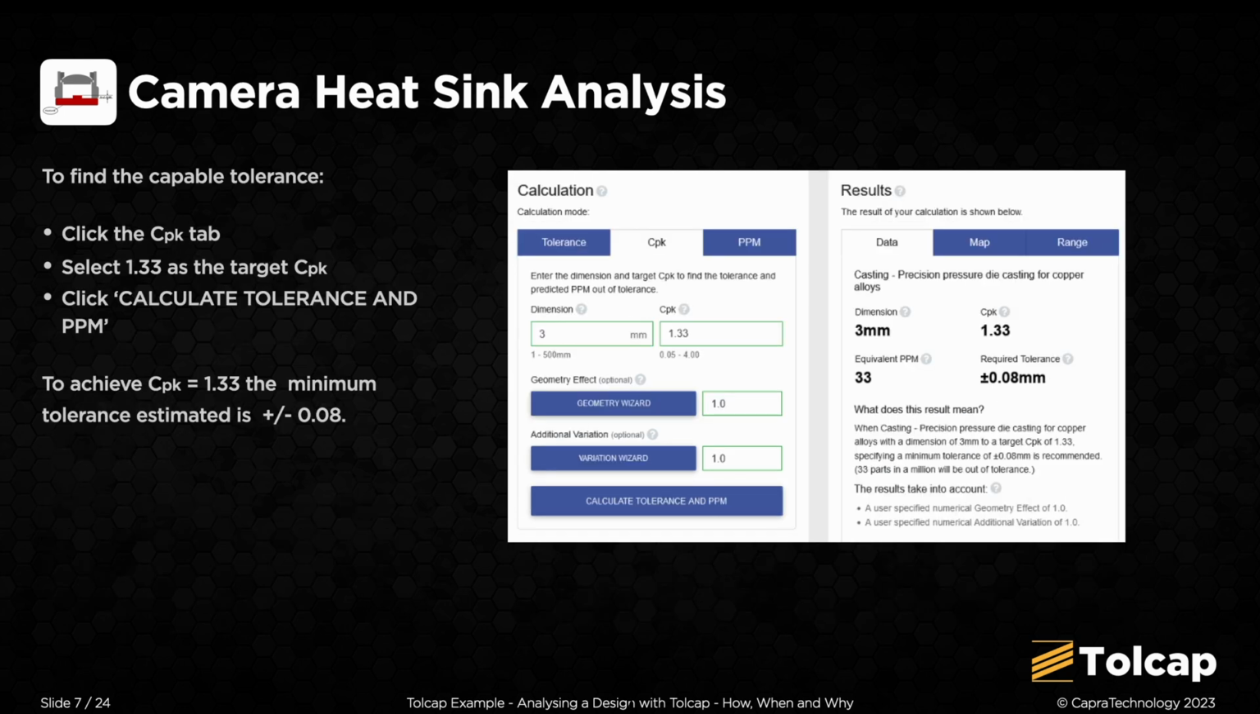So let's find the capable tolerance. Click the CPK tab, select 1.33 as the target CPK, click Calculate Tolerance and ppm. So to achieve that CPK, we find the minimum tolerance estimated is plus or minus 0.08 millimeters.